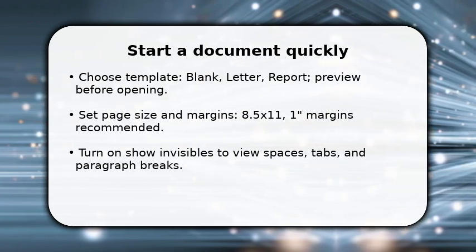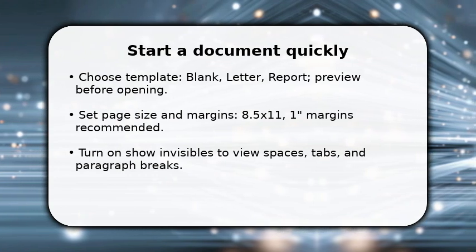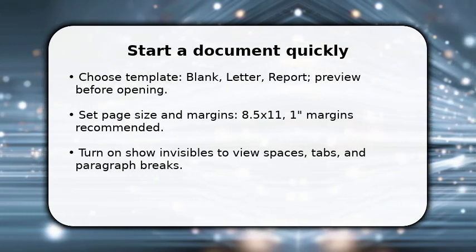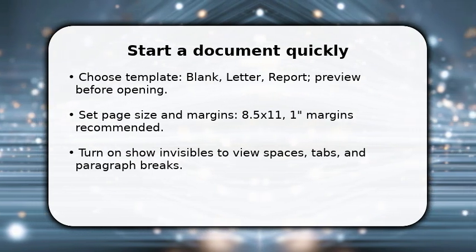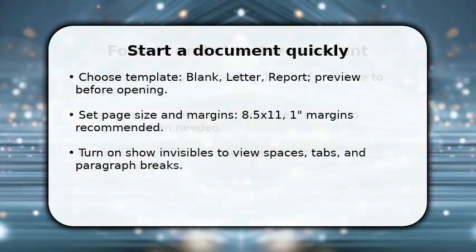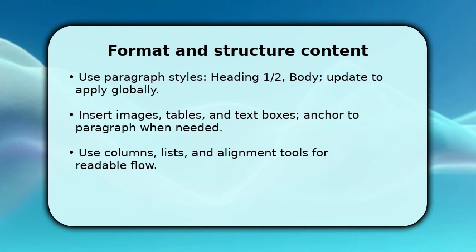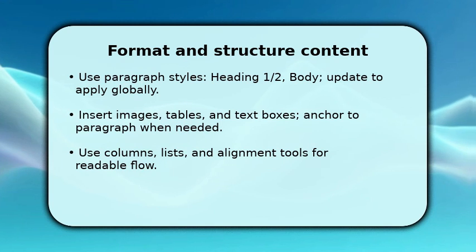Save immediately with a clear name and location, and enable autosave or versioning so your work is protected as you continue. You now shape the document structure and appearance. Apply paragraph styles for headings and body text so changes propagate across the file. Edit a style to update every instance at once.